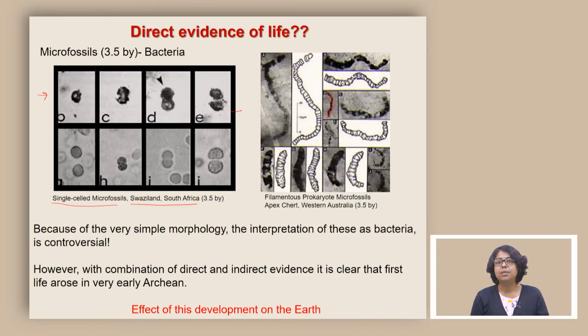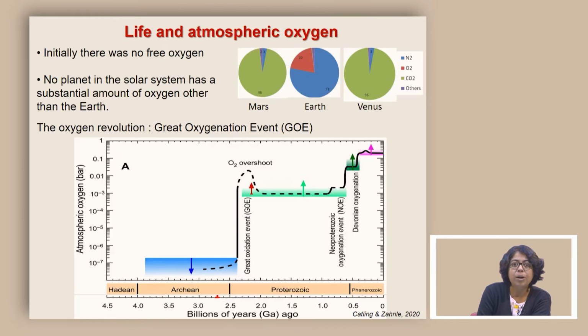Now, the question is, what did it do to the earth? So, we are going to talk a little bit about how it impacted the earth. Now, we are going to talk a bit about atmospheric composition.